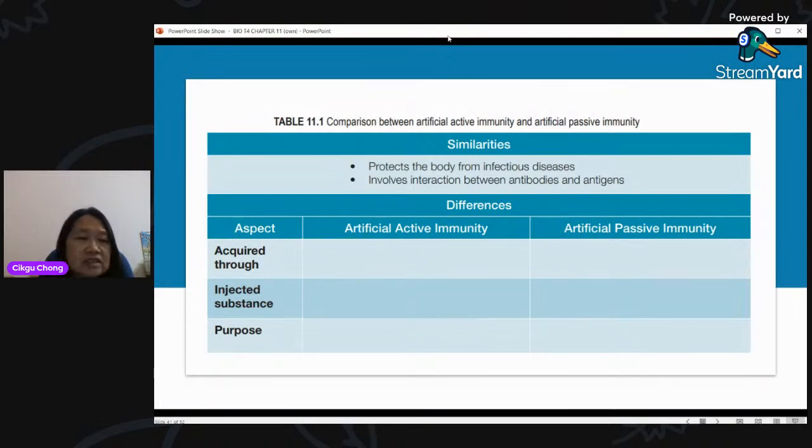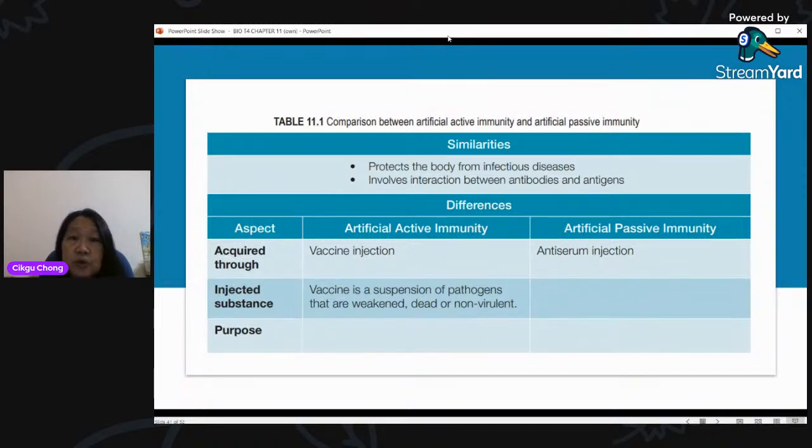Usually there'll be fewer similarities. Differences, we can look at a few aspects. How do you get these two types of immunity? So acquired through, for the artificial active, vaccine injection. For the other one, anti-serum injection. Okay, what is injected? Secondly, here you have been injected a suspension of pathogens which are weakened or attenuated, dead or non-virulent. As for the anti-serum, what is injected is actually the antibodies itself. It is a serum that contains antibody, not making your body make the antibody, but we are giving the antibody directly into your body.